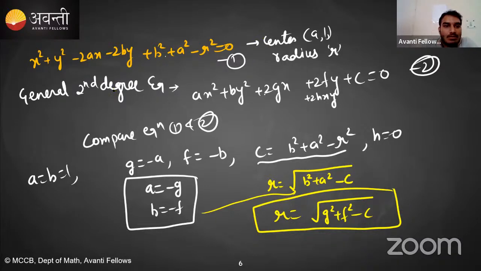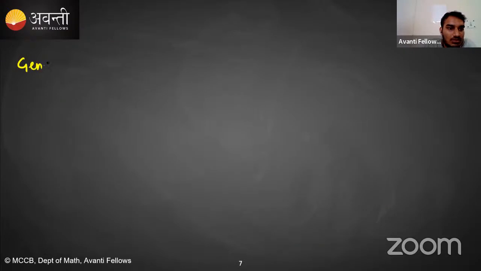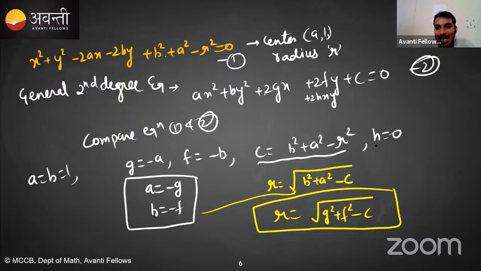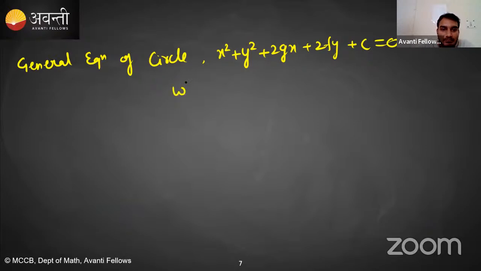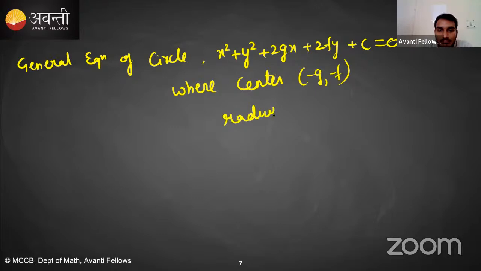So it means any second degree equation can be written as, if it is the general equation of a circle, obviously h is 0, so the xy term will not come, it can be given as x square plus y square plus 2gx plus 2fy plus c is equal to 0, where center is minus g comma minus f and radius r is under root of g square plus f square minus c.